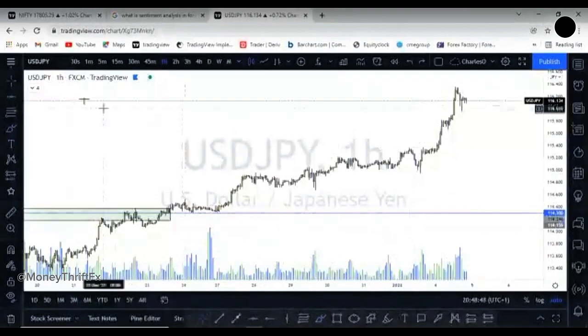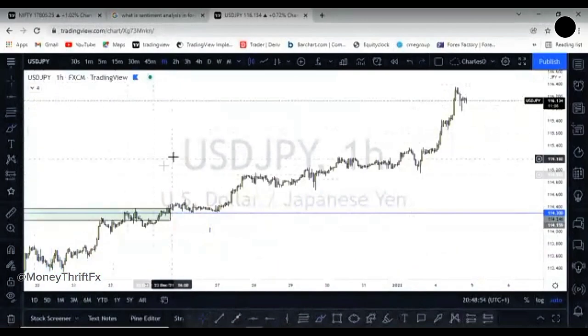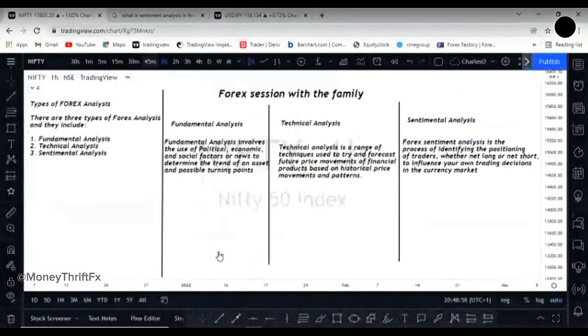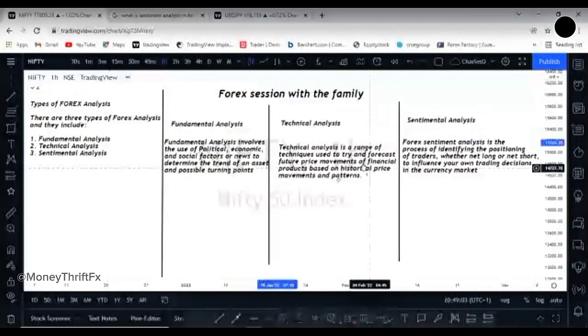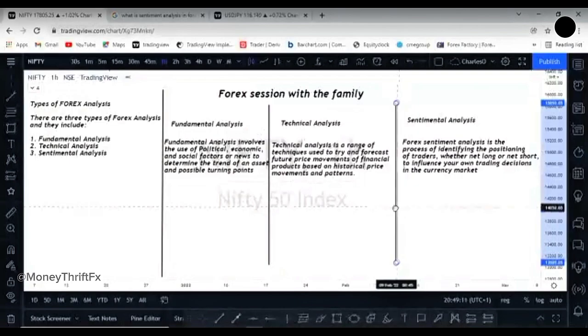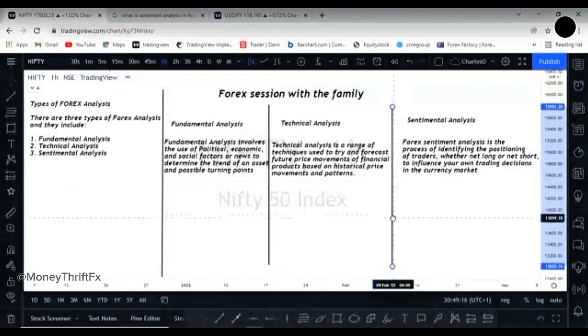So they use indicators. They are majorly indicator traders. When you see so many people's charts full of indicators, and they are reading those indicators, you just know that they are measuring what we call sentimental forex analysis. And you can also combine the three of them. You can combine fundamental analysis, technical analysis, and sentimental analysis to give you better opportunities. So these are the three types of forex analysis we have.